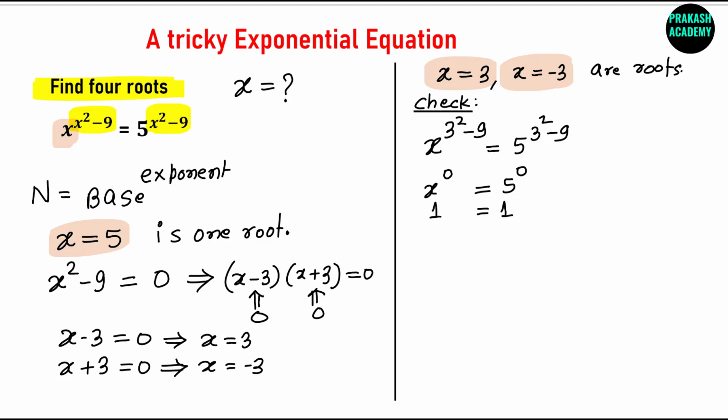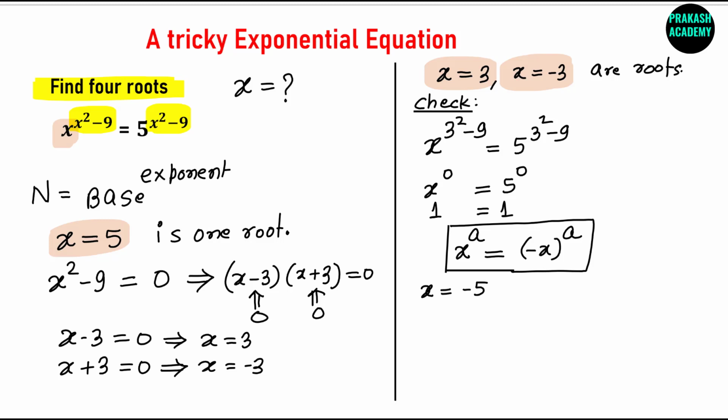What can be the other root? Now see, if you have x raised to the power a and minus x raised to the power a, if a is an even number, in that case x as well as minus x both will satisfy this equation. In other words, what I am trying to say is x is equal to minus 5 is also a root for this equation. So one root is x is equal to minus 5.